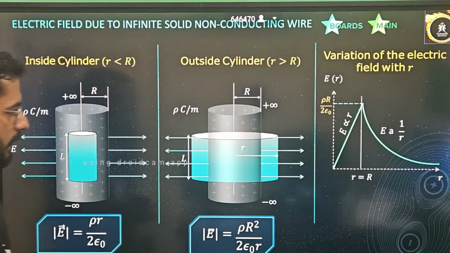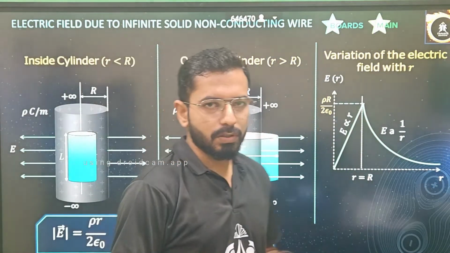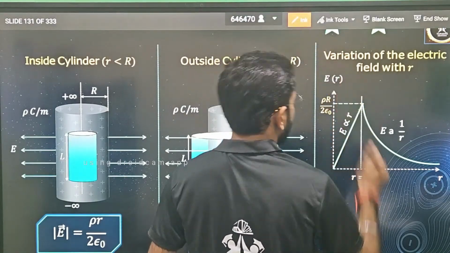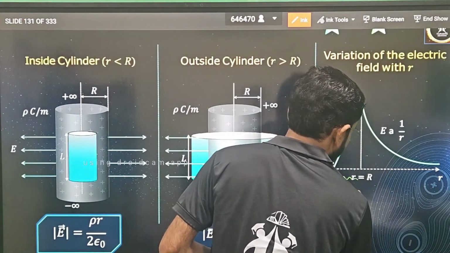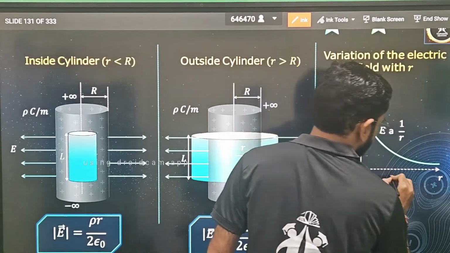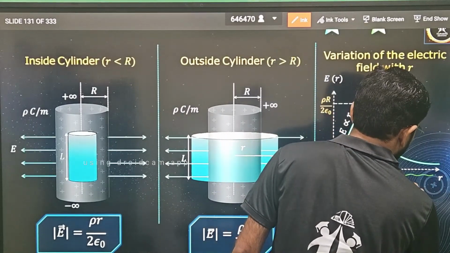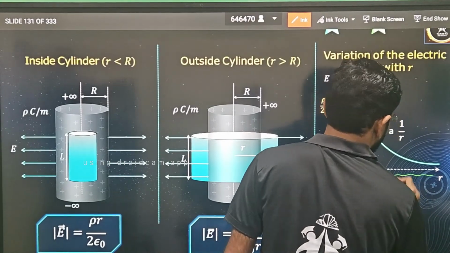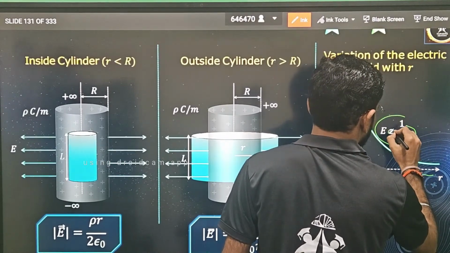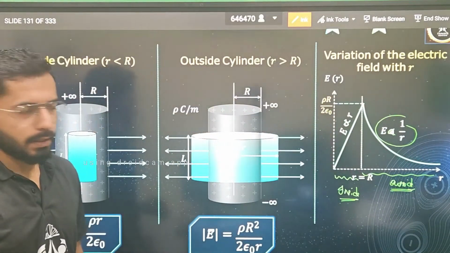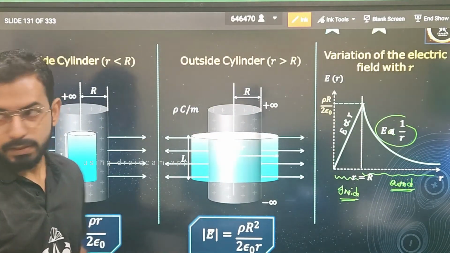You can see finally, because we have already discussed the variation, this complete range is for inside points, and for inside points the variation was that the field is directly proportional to r. This is the variation for outside points, and for outside points it is already shown that it is inversely proportional to r, and here it is directly proportional to r. These are the results that you can say.